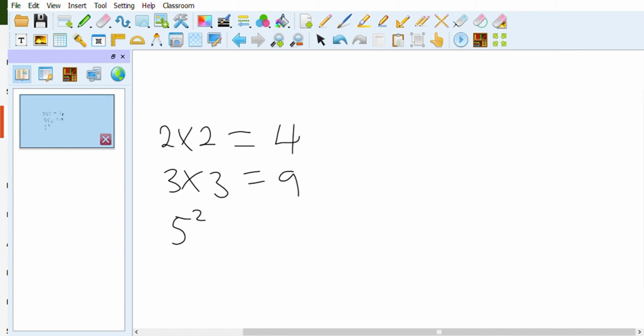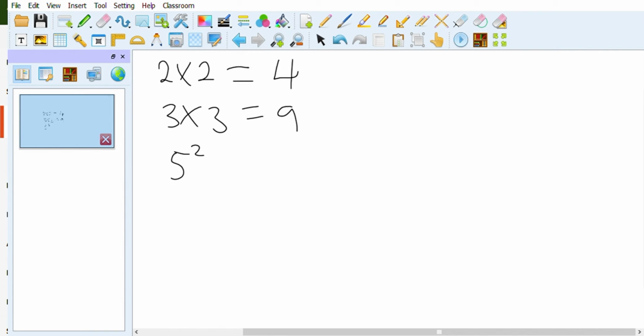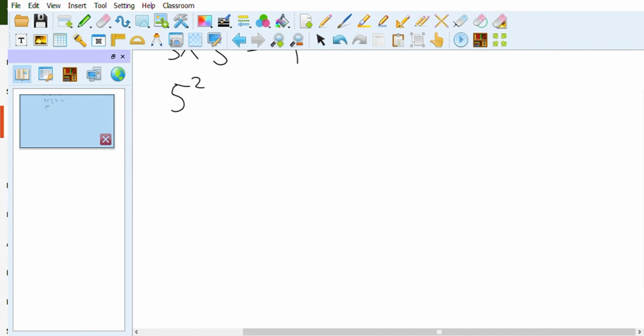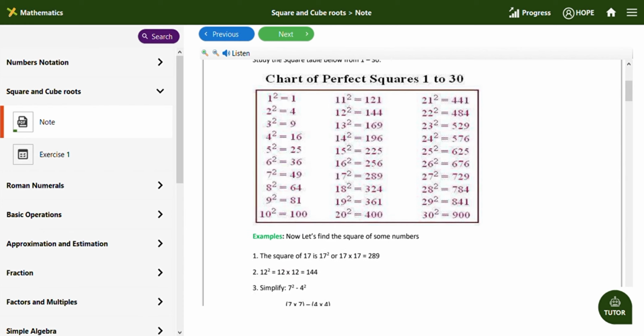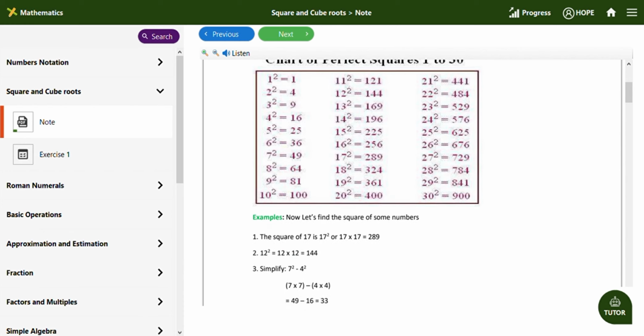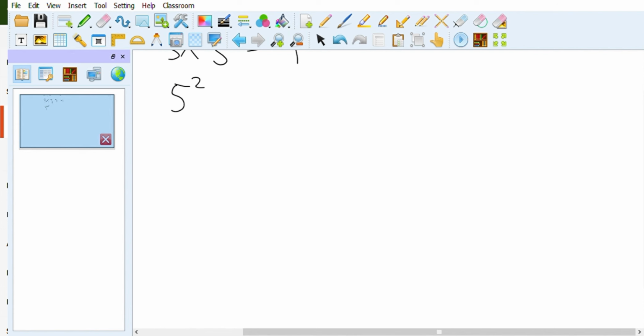In example 1, the square of 17 is... so we're asked to find the square of 17. The square of 17 means 17 squared, and that is the same as saying 17 times 17.